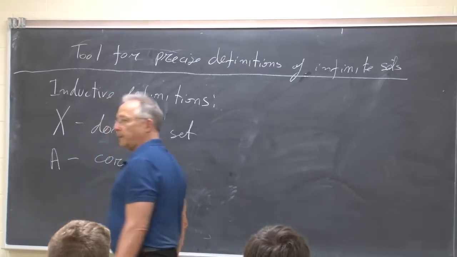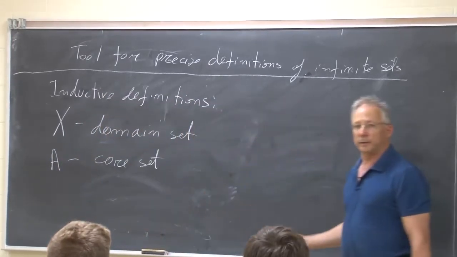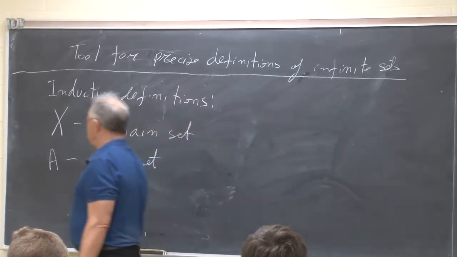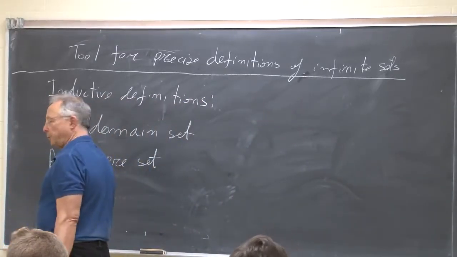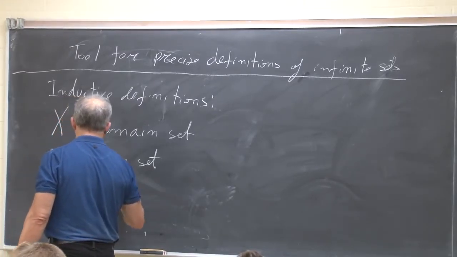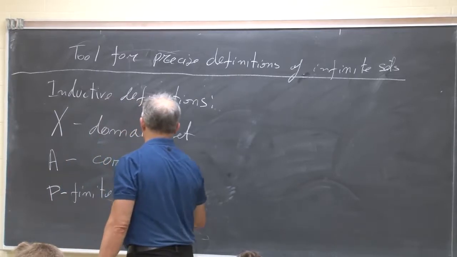Then inside this domain set, we have a set A, which I call the core set. And this is the set of elements that I know for sure I want them to be in my set. And then we have a set P, which is a finite set of operations.